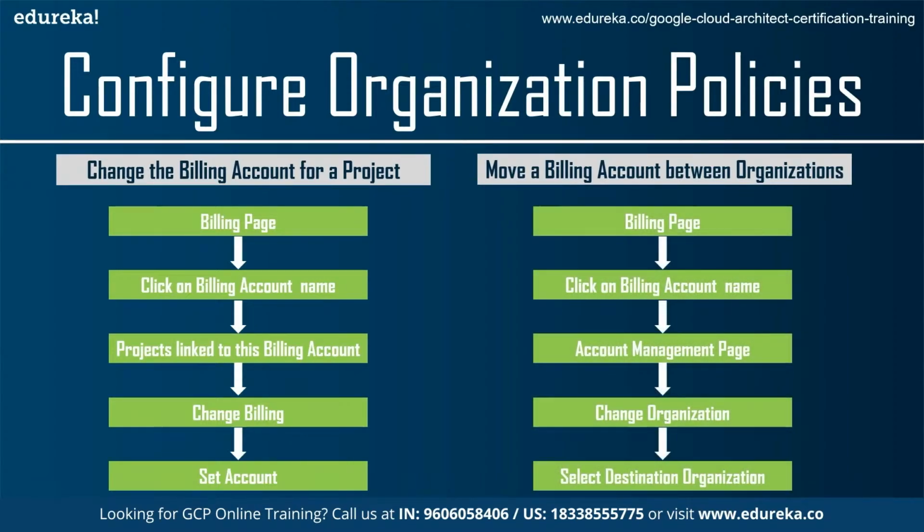If you need to migrate an existing billing account, get the billing admin role on the source and destination organizations. Then go to the billing page in the Cloud Console. Click on the name of the billing account you want to move. At the top of the account management page, click change organization. Then select the destination organization and then click OK. The billing account is now associated with the specific organization. Note if you move a billing account that has active Google Cloud Marketplace subscriptions, those subscriptions are automatically cancelled.